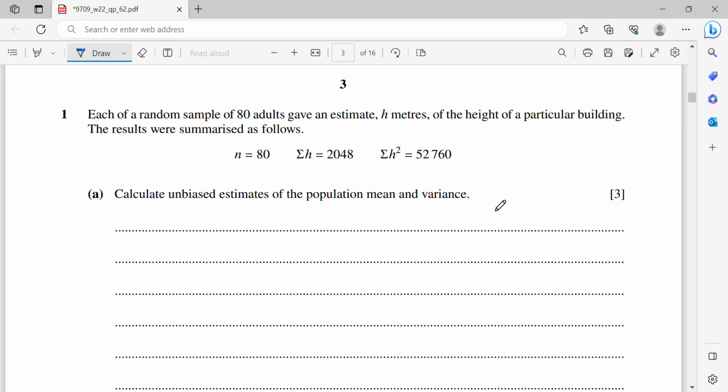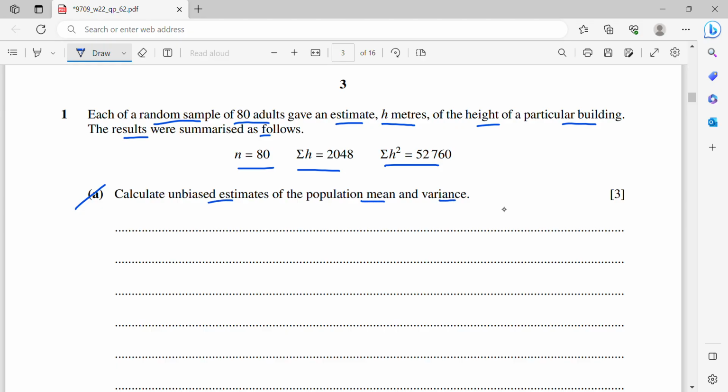Now, first question. Each of a random sample of 80 adults gave an estimate H meters of the height of a particular building. The results were summarized as follows: n equals 80, summation h equals 2048, and summation h squared equals 52760. Now A, calculate unbiased estimates for the population mean and variance.